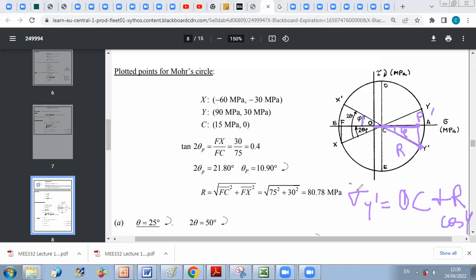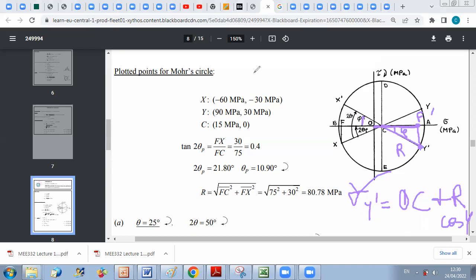And then you can get the value of sigma y prime, and you determined completely the state of stress for a rotation of angle of 50 degrees clockwise on Mohr circle. So on the element, you are rotating an angle of 25 degrees clockwise with respect to frame X.